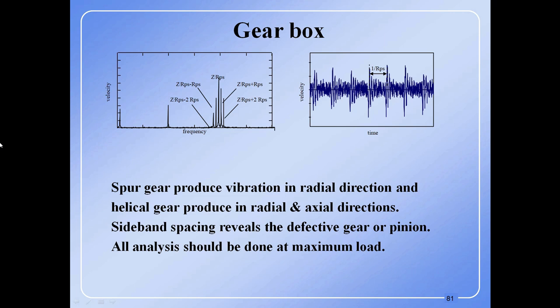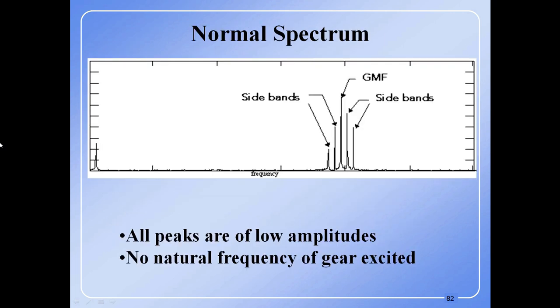Sideband spacing reveals the defective gear or pinion, and analysis should be done at maximum load. Normal spectrum: sidebands, GMF and sidebands. You can see all peaks are of low amplitudes, no natural frequency of gear present.